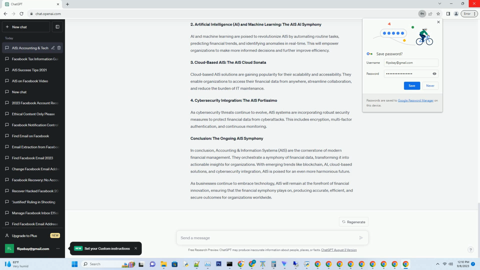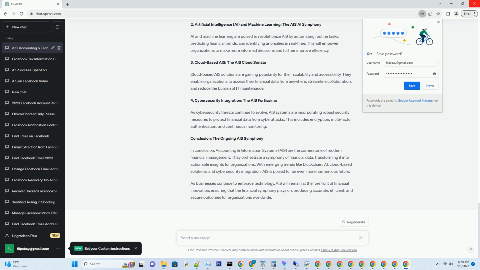Title: Unveiling the Power of Accounting and Information Systems, AIS. In today's fast-paced business world, the role of technology in accounting has grown exponentially. Accounting and information systems, AIS, play a pivotal role in managing financial data, enhancing decision-making, and ensuring compliance. In this comprehensive blog post, we will take you on a journey through the exciting world of AIS, exploring its key components, benefits, and emerging trends. Let's dive in.